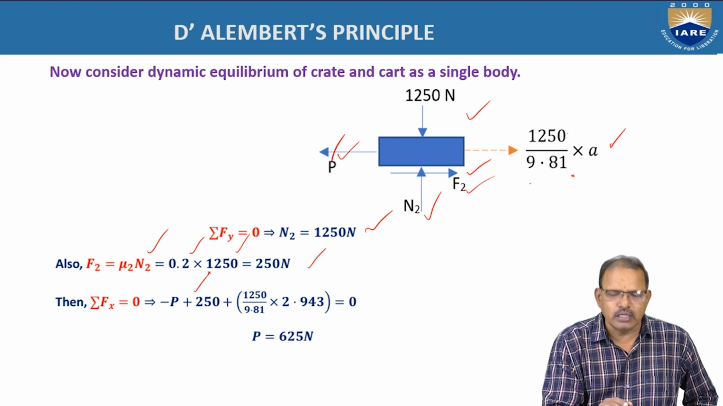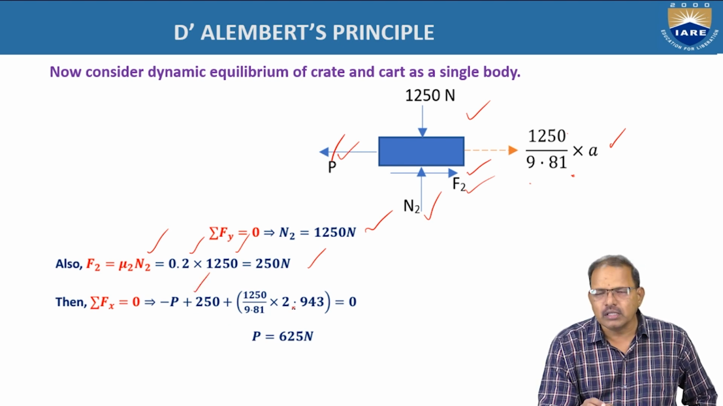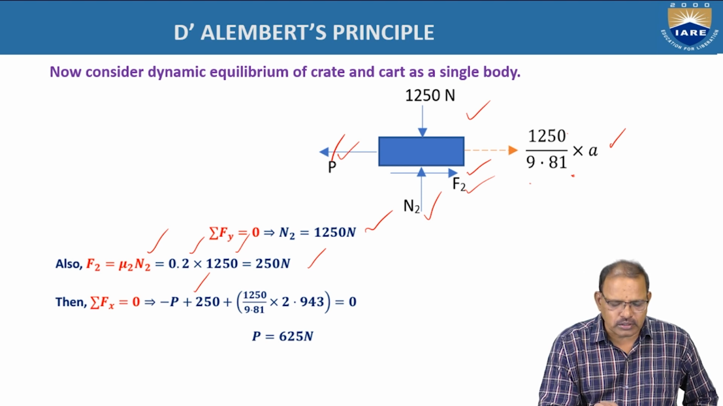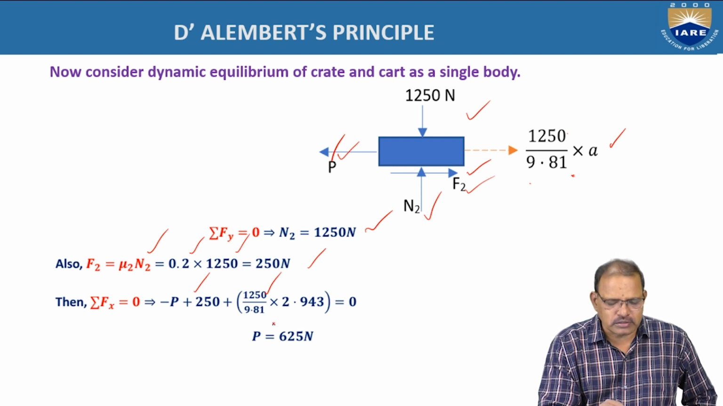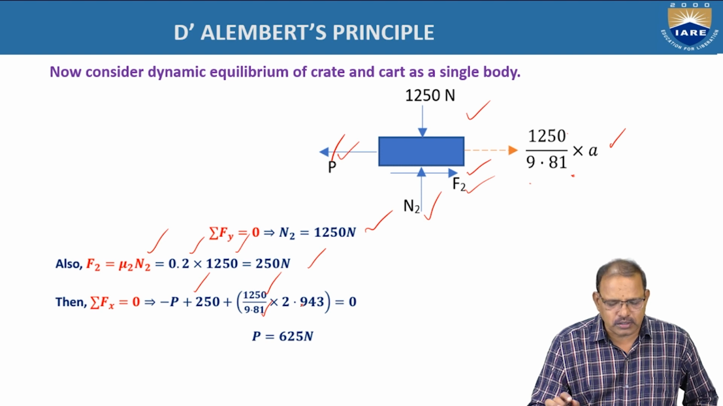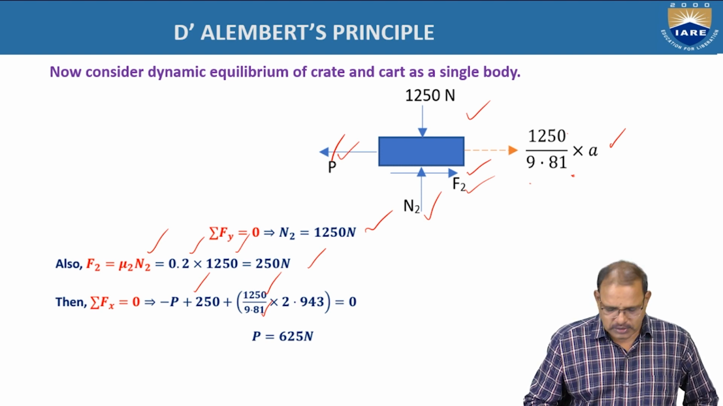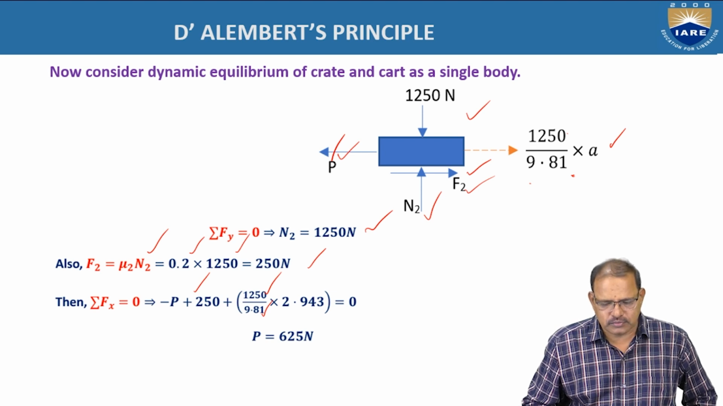These two, and the inertia force is again acting toward the right hand side because the body is moving toward the left side. It is equal to M into A, where M is the weight 1250, which is why we divide by 9.81, into A, equal to 2.943. From this relationship, we got the minimum force equal to 625 newtons.